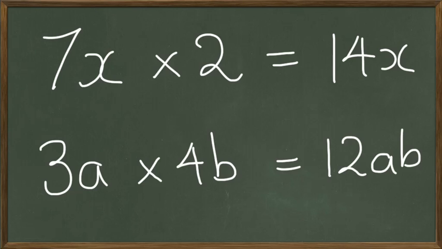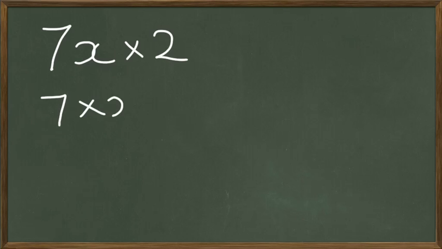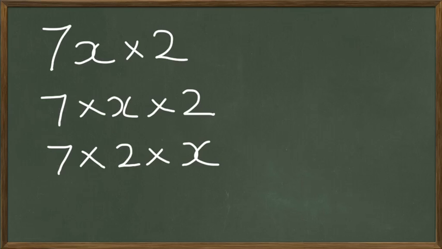If you want to see in a little bit more detail how this happens, I'm just going to do it again. So if we have 7x times 2, this is the same thing as saying 7 times x times 2, and of course we could always just multiply the numbers first and then leave the variable as it is. So 7x times 2 should be 14x.